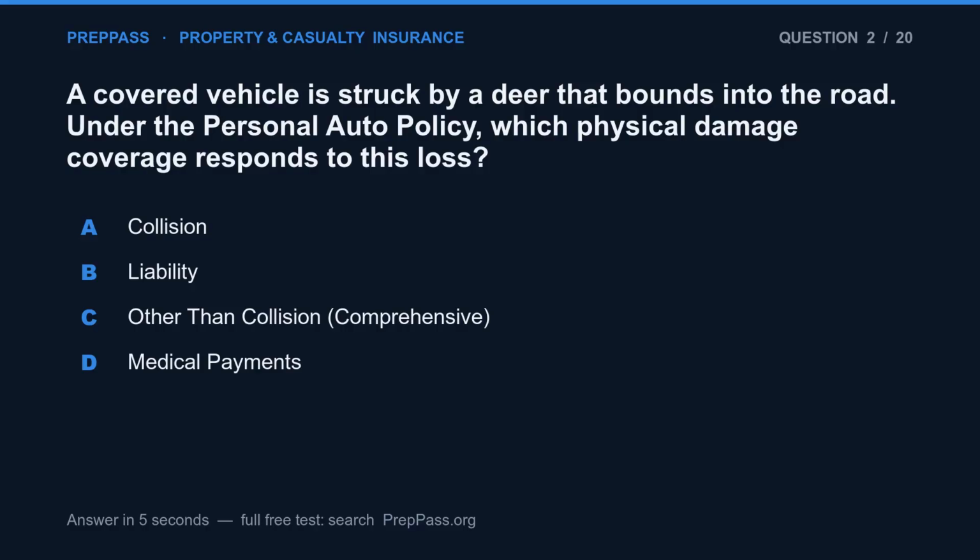Question 2. A covered vehicle is struck by a deer that bounds into the road. Under the personal auto policy, which physical damage coverage responds to this loss? A. Collision. B. Liability. C. Other than collision, comprehensive. D. Medical payments.